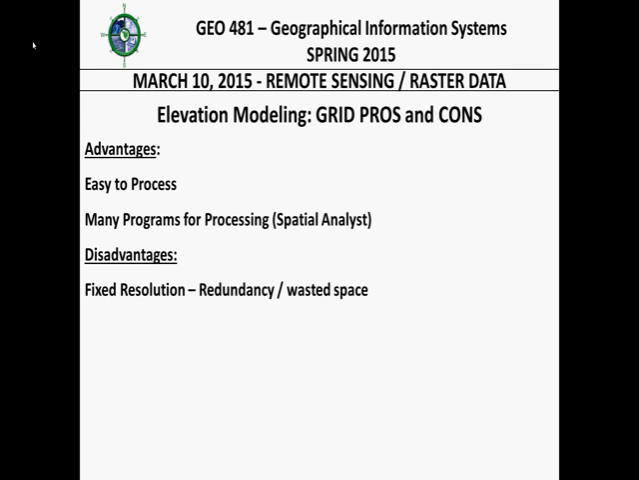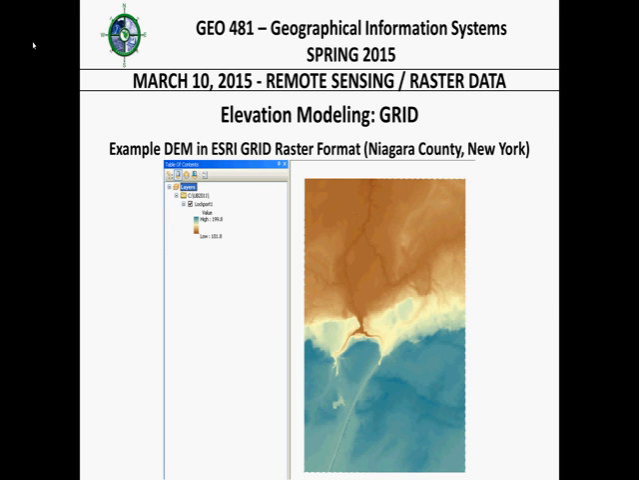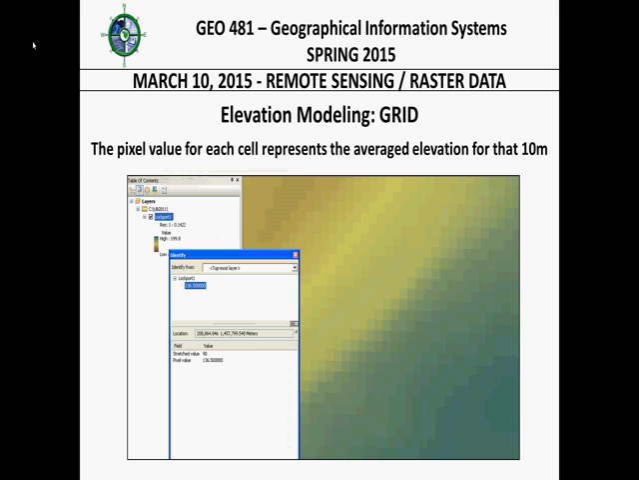Disadvantages, and we mentioned this disadvantage in terms of rasters earlier: fixed resolution, where you waste a lot of space. If this area is all one, perfectly flat, you're wasting a lot of space, with the same pixel value repeating over and over. So there's a disadvantage. But in general, for elevation and hydrologic modelers, rasters work very well.